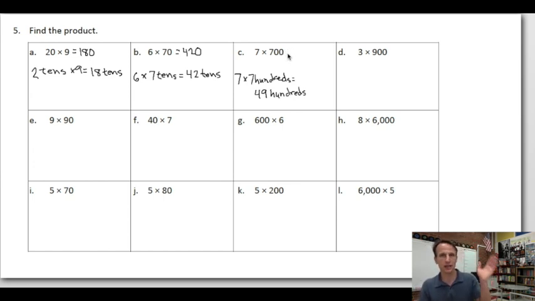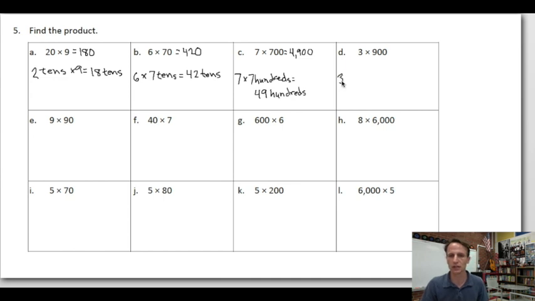So picture in that place value chart in your mind, 4, 9 in the hundreds place, the 9 is. And then 0 tens, 0 ones, 4, 9, 0, 0. That number in standard form we'd call 4,900. And people do say all the time, oh, how much you want for that car? 4,900, right? Okay, D is 3 times 900.